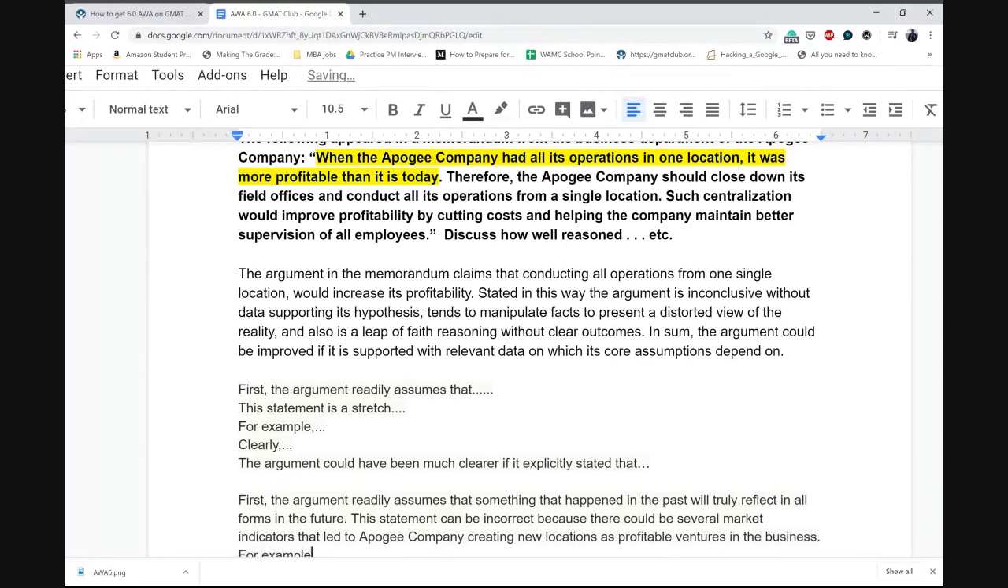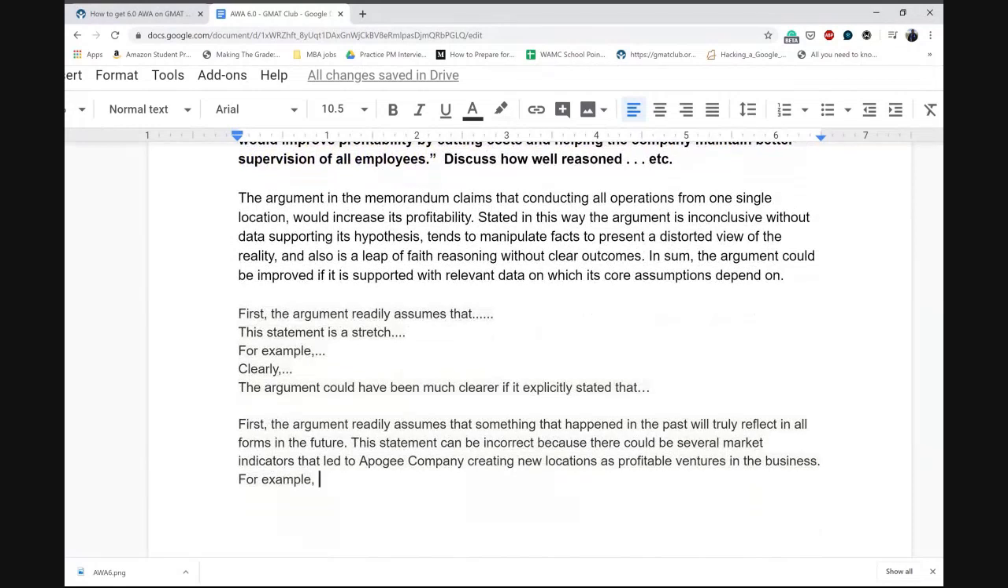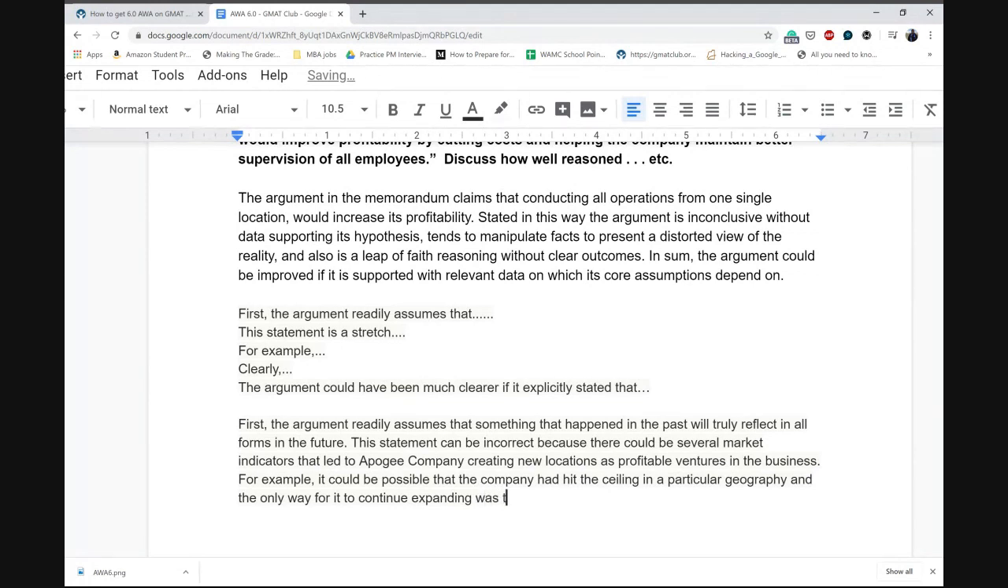For example, it could be possible that the company had hit the ceiling in a particular geography, and the only way for it to continue expanding was through building new locations, right? Then I'm going to follow this one.